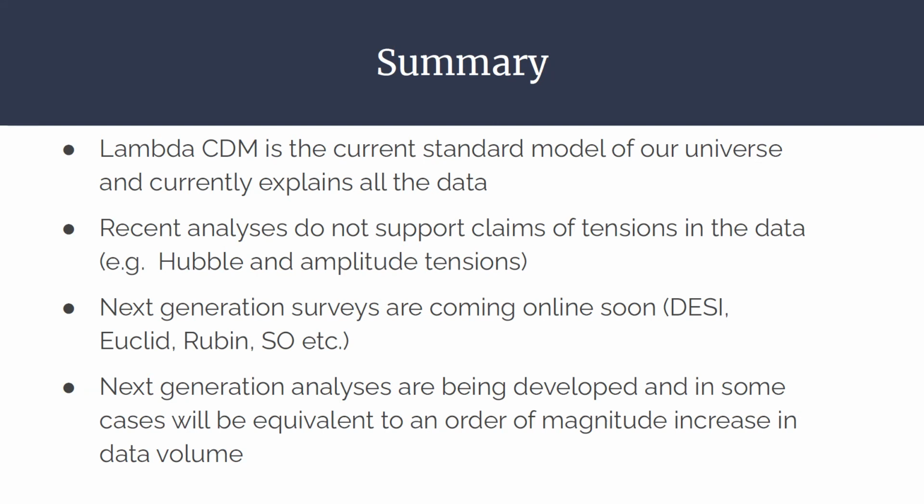Next generation surveys are coming online soon: DESI, Euclid, Rubin, Simons Observatory, and so on. So we'll have a lot more data. And finally, next generation of analysis are being developed, and in some cases, they really also massively improve on our accuracy, up to an order of magnitude increase in terms of data volume. And so I think that is also going to be an exciting development that will give us a lot more clue about what's going on.